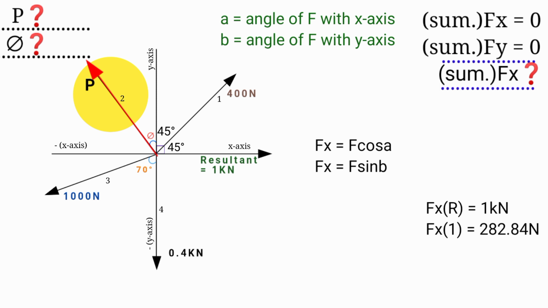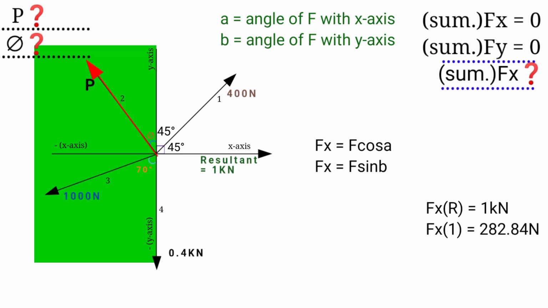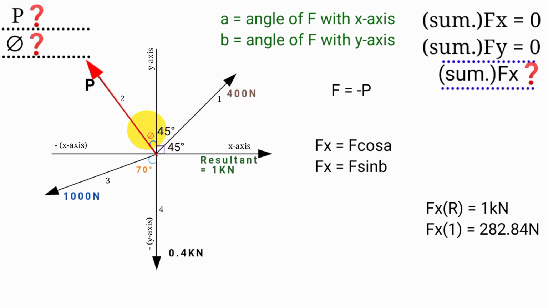Here, f of x for p, since p is in the negative x-axis, f equal to minus p. And here, theta is the angle it makes with the y-axis, that is b equal to theta. Substituting here now, f of x for p is equal to minus p sine theta.